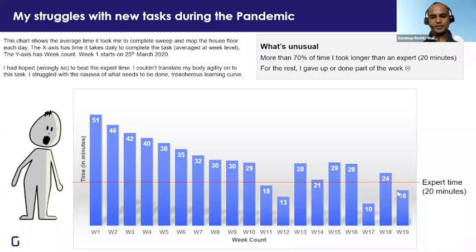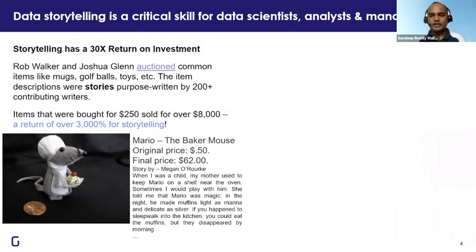This is my personal experience. If you switch context and pay attention to how data storytelling has been used by others, there is an important and very impressive project called significantobjects.com. You can go to that website and take a look.